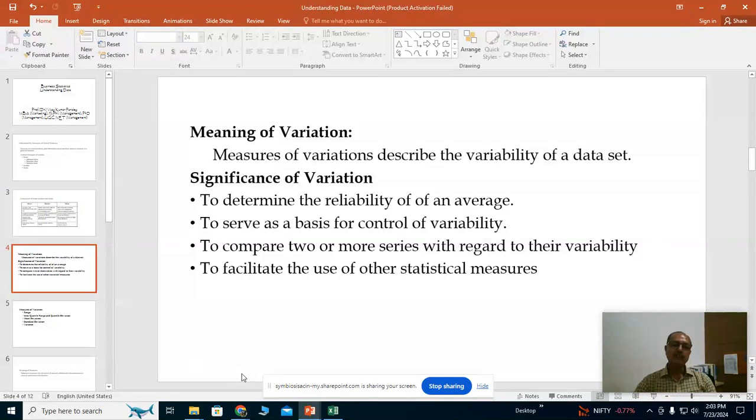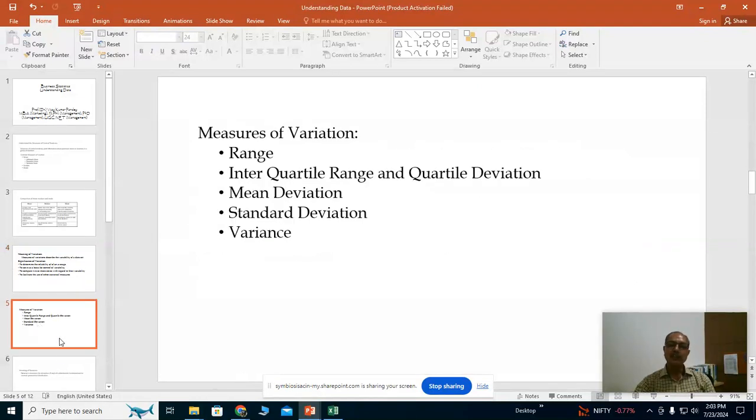Another characteristic of the data is the variation. If you want to know the reliability of your average, you need to see the variation. If there is more variation, that means the reliability of the average is not good. These are the tools of variation, which means you can measure the variation of the data by using them: range, interquartile range, quartile deviation, mean deviation, standard deviation, and variance.